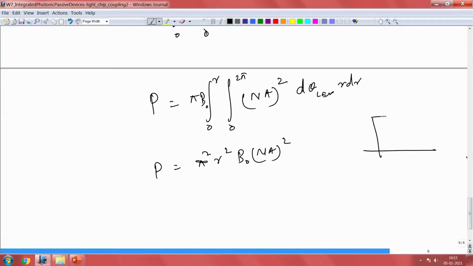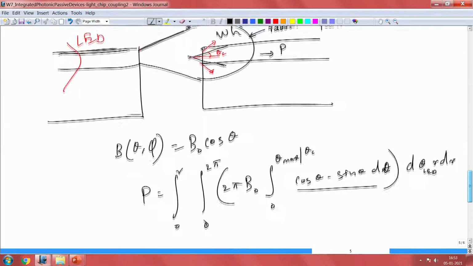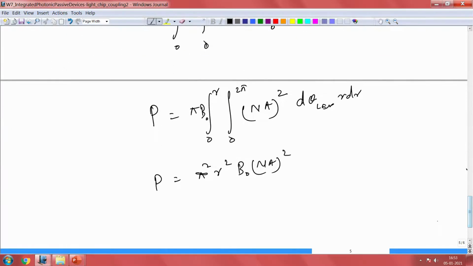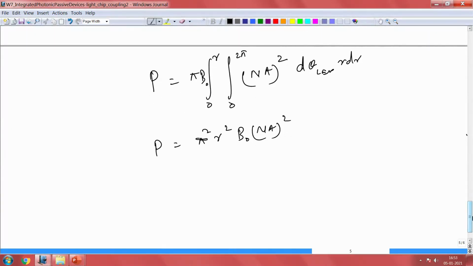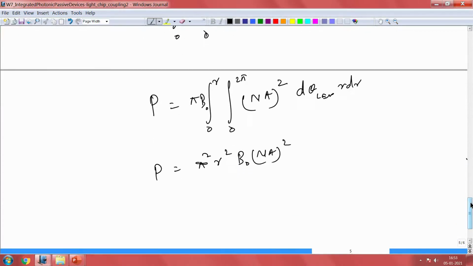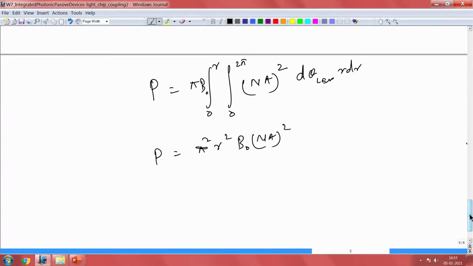That means if they are square, then you can use this approximation as well. But nonetheless, you should keep in mind that this assumes radial symmetry here. That means it is all circular in nature. So, this is how you can arrive at the power that you can couple between a very simple LED and a fiber, for all practical purposes, which has a circular symmetry here.